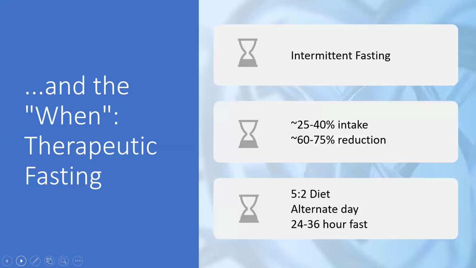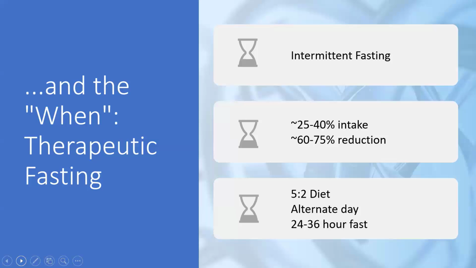And then on 2 days of the week, you reduce your intake accordingly. You could also do an alternate day fast where day one, you eat as usual. Day two, you reduce your intake. Day three, you eat as usual, and you just keep alternating that. The one that I like to prescribe to patients the most is a 24-hour fast.